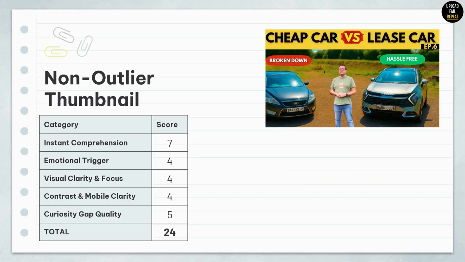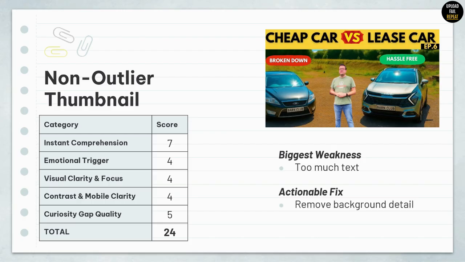Here is another outlier video in the same topic as the first outlier video. So this is episode 6, and I've given it the score of 24 using the same categories. And the reason for it is because it's too much text. You can see the "broken down" and the "hassle-free" for both the cars. You've got the main title at the top. It's just a little bit too much text compared to the first non-outlier video. An actionable fix is to remove the background detail, maybe remove even the creator photo that has been photoshopped at the front and the center of the thumbnail to make it a bit cleaner.